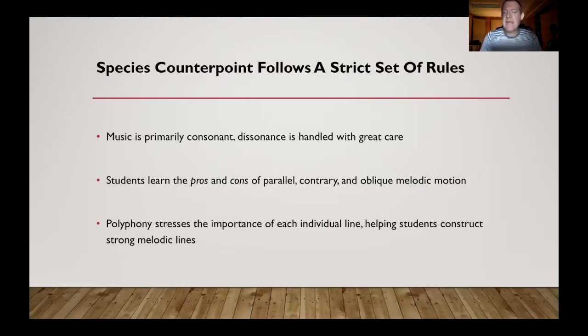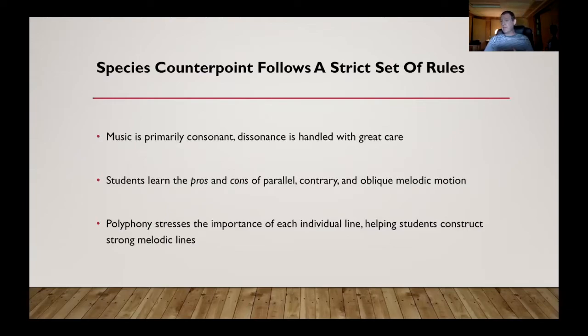Music is primarily consonant with this Palestrinian counterpoint. Dissonance is handled with great care. So we'll see that when we introduce dissonance, it's not only moving towards dissonance, approaching dissonance, but also resolving dissonance. So going towards dissonance and moving away, it has to be handled with great care. I mean, oftentimes a dissonance, for example, on an offbeat would be on a 7th, would resolve down by step to a 6th.